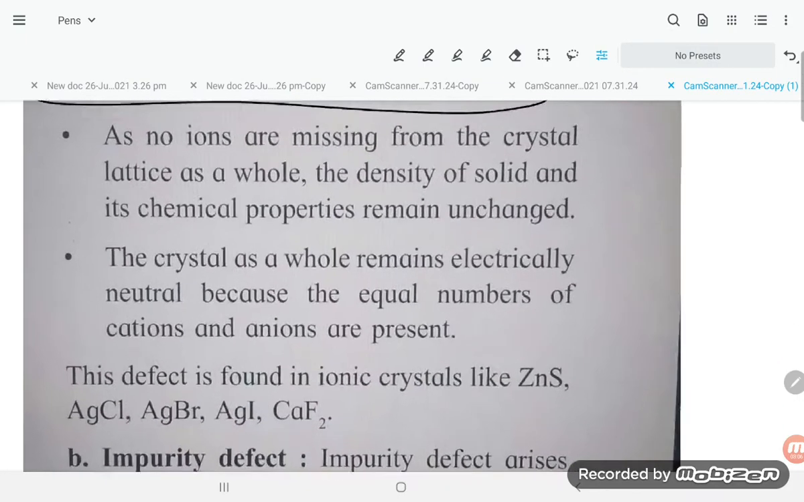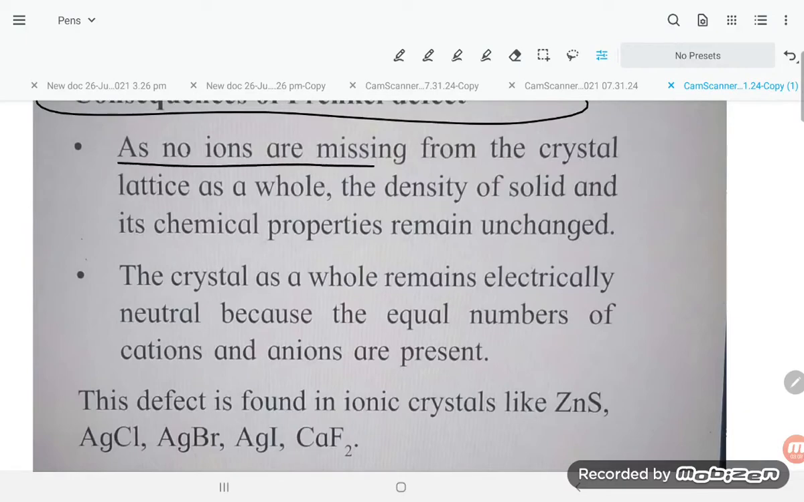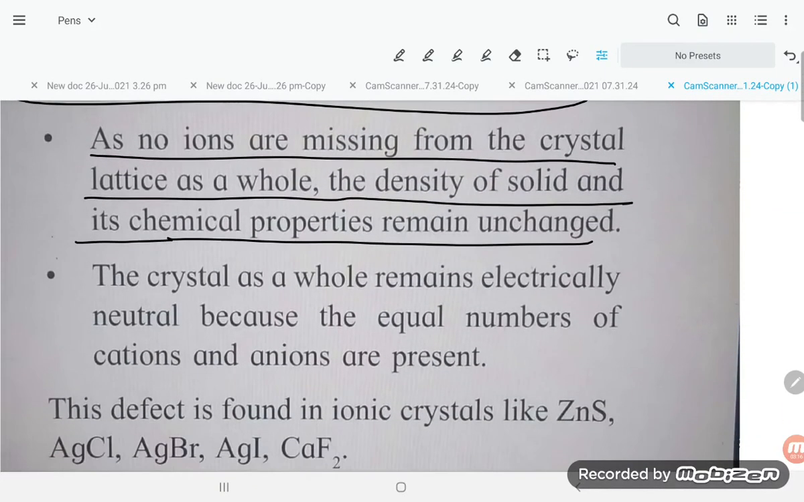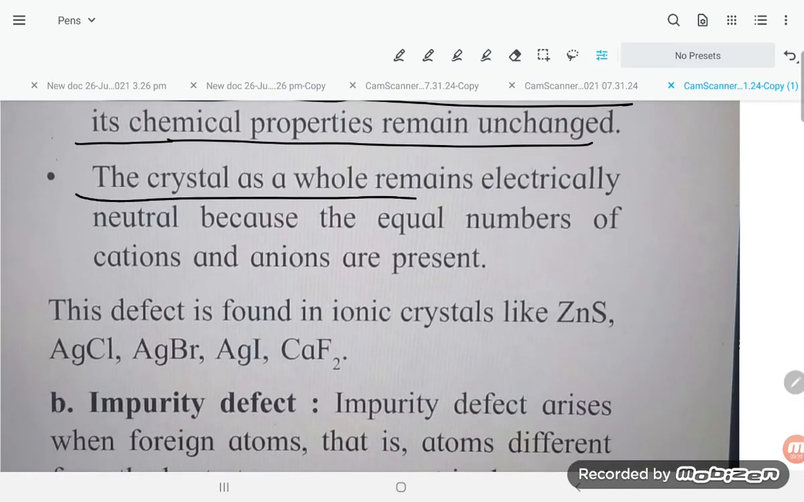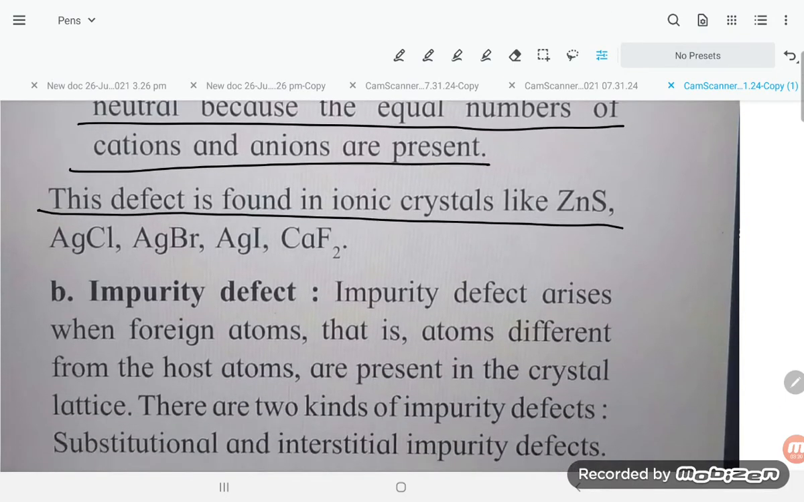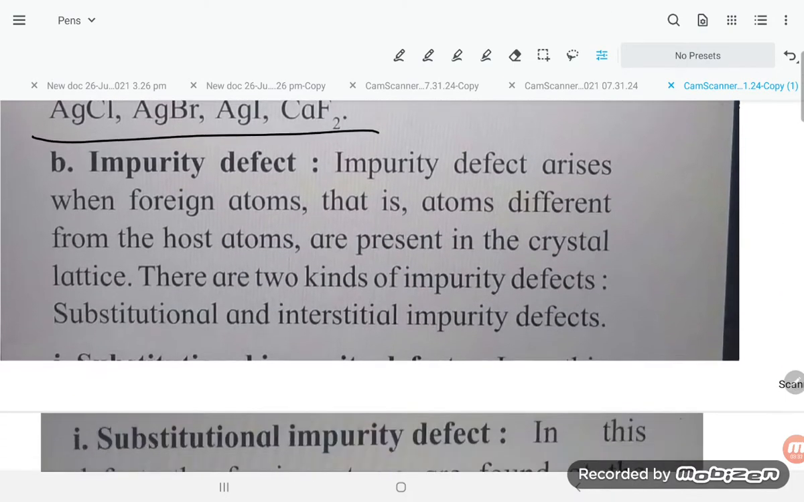Consequence of the Frenkel defect. As no ion is missing from the crystal lattice as a whole, the density and chemical properties of the solid remain unchanged. So in the Frenkel defect there is no change in the density. The crystal as a whole remains electrically neutral because equal numbers of cations and anions are present. This defect is found in ionic crystals like ZnS, AgCl, AgBr, AgI, CaF2.